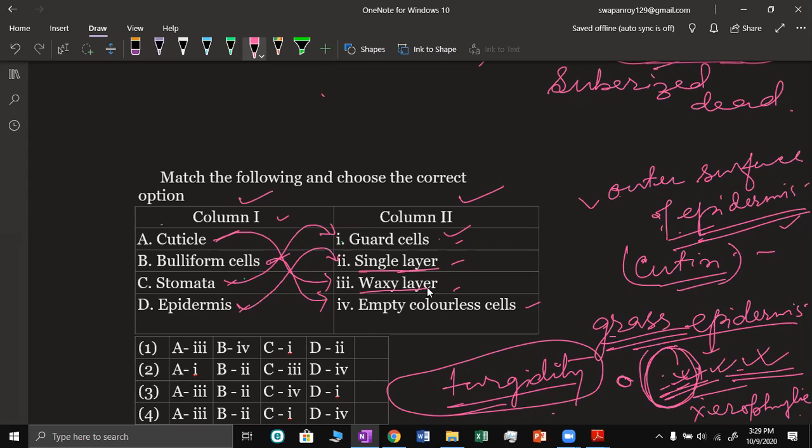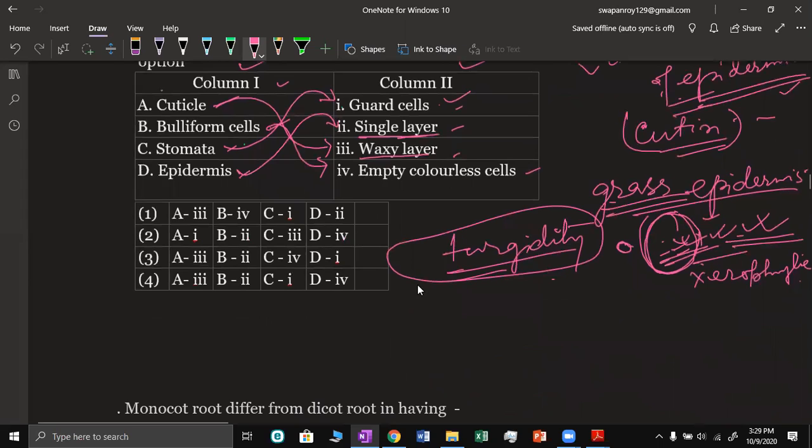Okay, the double layer epidermis is in only a few xerophytes. So it will match with what? It will match A with 3. Looking at the options, A with 3 makes it difficult. You cannot decide immediately if you don't know all. Option 1 is A with 3, option 3 also A with 3, option 4 also A with 3.